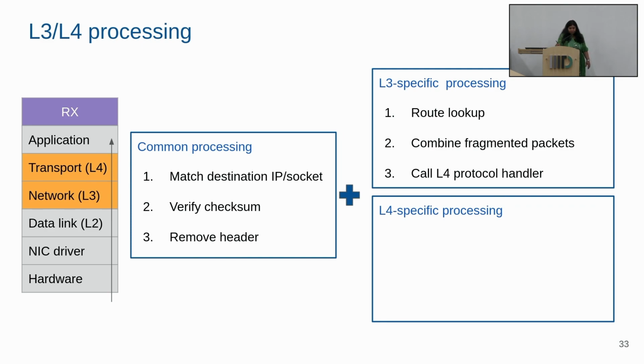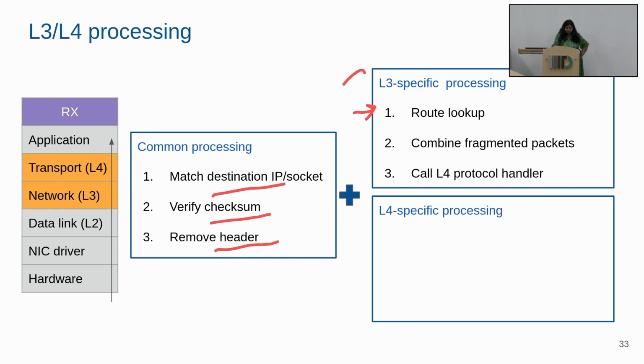So what does the layer 3 and layer 4 processing involve? The common processing that both the layers do is matching the destination addresses and verifying the checksum. Now this checksum, remember, is not the Ethernet checksum, it is the IP or the TCP checksum. And removing the header. Again, removing the header means changing the pointer. The packet is still lying in one place, where DMA put it. Specifically, what does layer 3 do? It does route lookups.